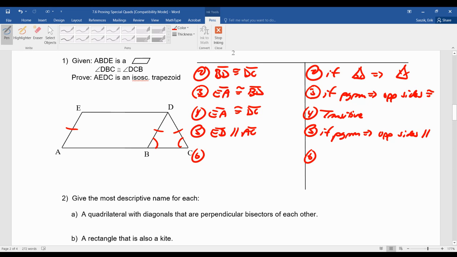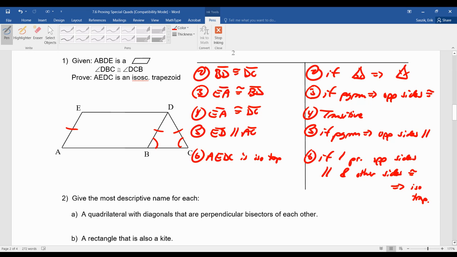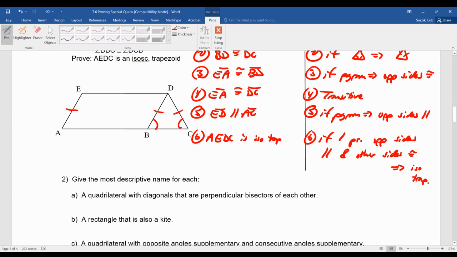And then, I guess technically this would be 7 steps. I'm going to do it in just 6. I'm not going to say it's a trapezoid first. I'm just going to go straight to saying it's an isosceles trapezoid. AEDC is an isosceles trapezoid if one pair of opposite sides parallel and the other sides congruent, then isosceles trapezoid. All right, there you go.